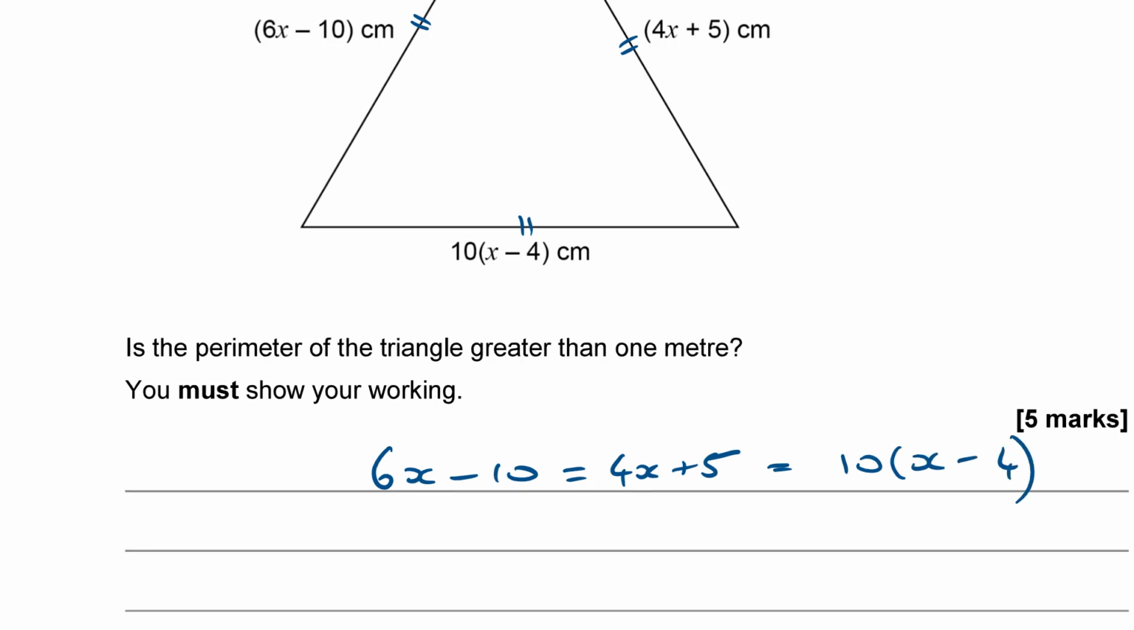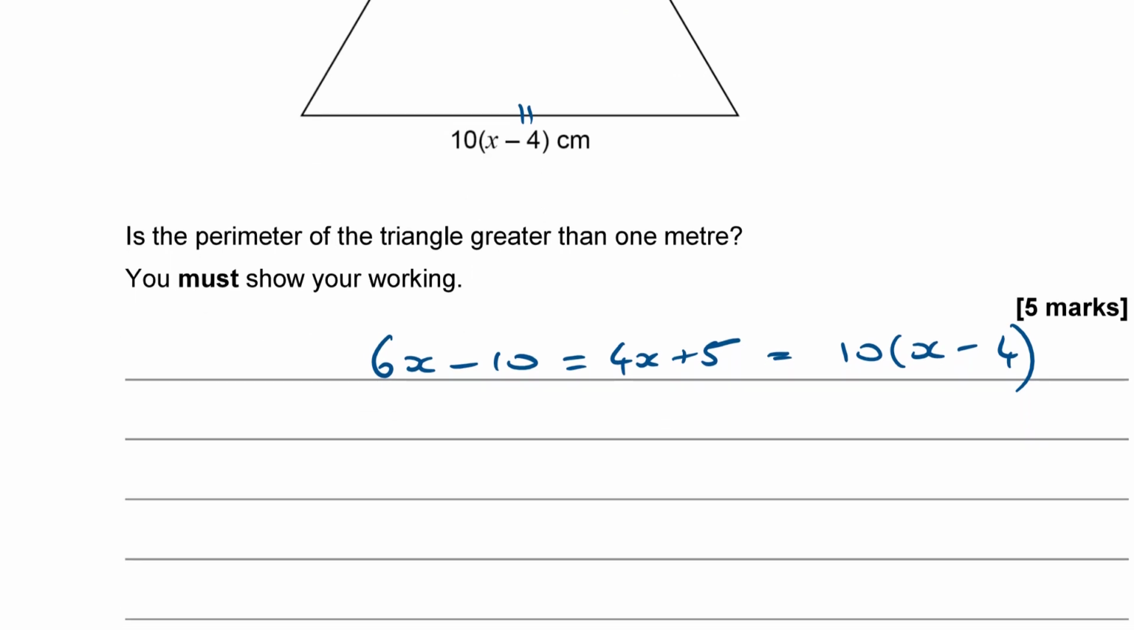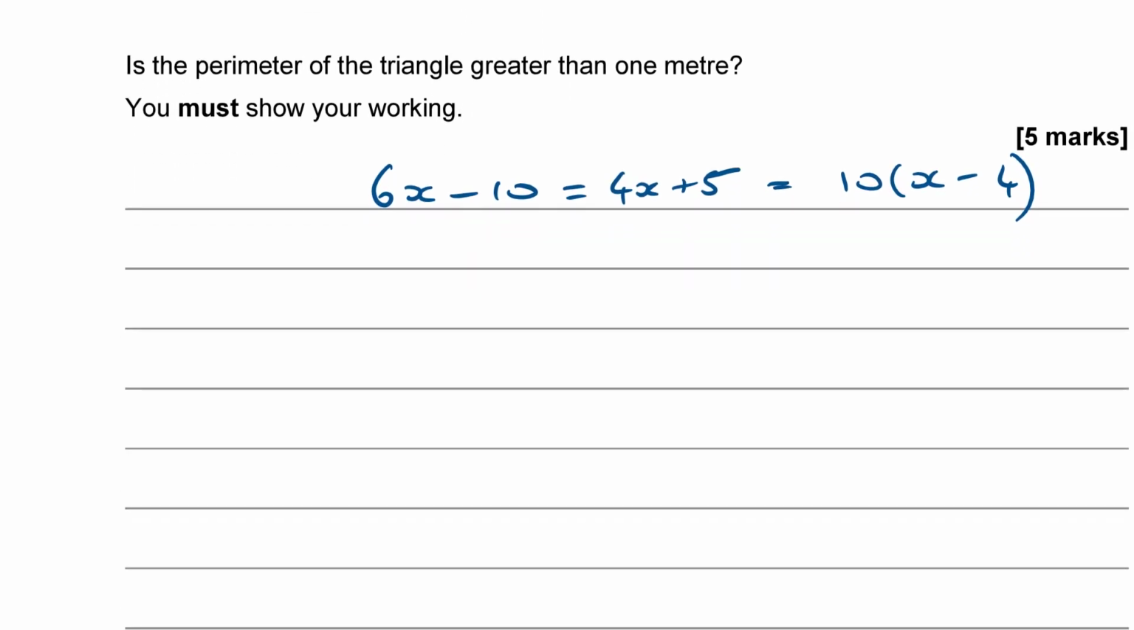Now it's not so easy to work with 3 parts of an equation like that. Can't really have 2 equal signs. So probably it's easier to work on one part and then the other part. Let's start with the first two. 6x minus 10 is equal to 4x plus 5. Solving those, taking 4x away from both sides is going to give me 2x, and adding 10 to both sides is going to give me 15. So 2x is equal to 15, making x equal to 7.5.